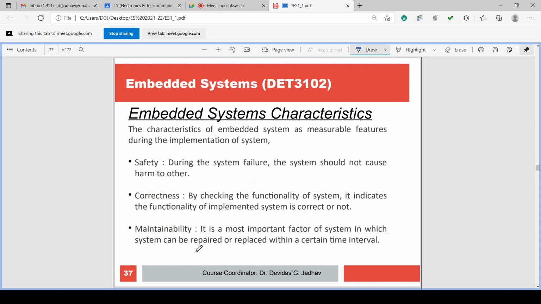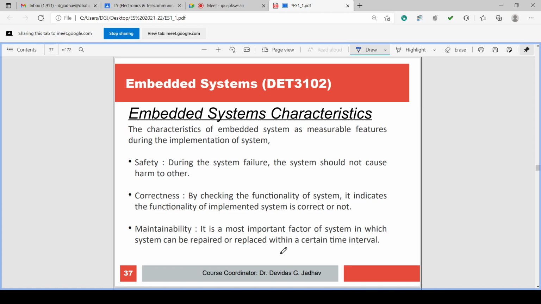Reliability of the circuitry or system is the guarantee. Safety: if that circuit burns, it should not harm other circuits. If this system burns, it should not disturb or harm other systems. Correctness: after testing, the embedded system is verified for its correctness. Functionally, the system should be checked. This indicates whether the functionality of the implemented system is correct or not.